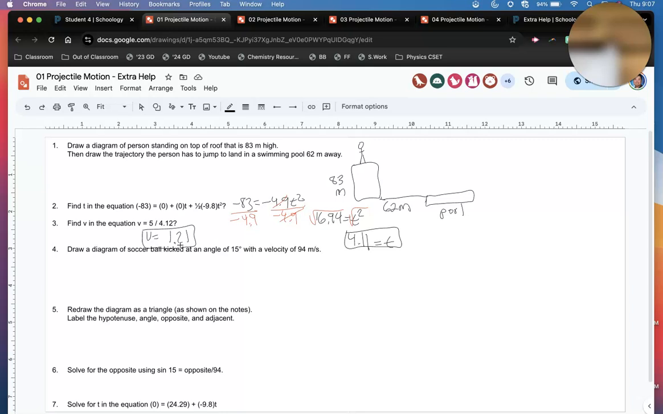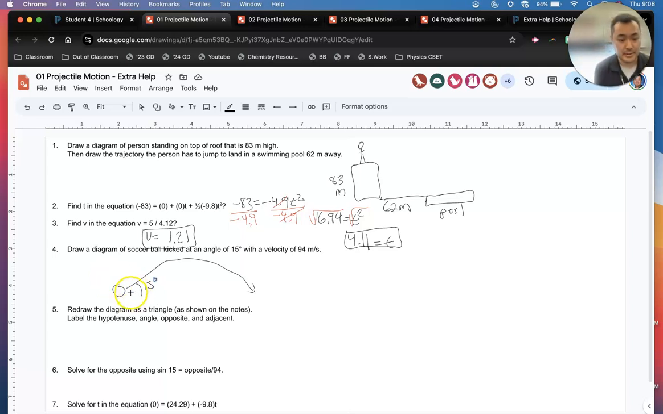Alright, so everyone should have a circle. That's your soccer ball. And that soccer ball is going to launch like this. And the angle is 15 degrees. Okay? So make sure you have some sort of version like this.